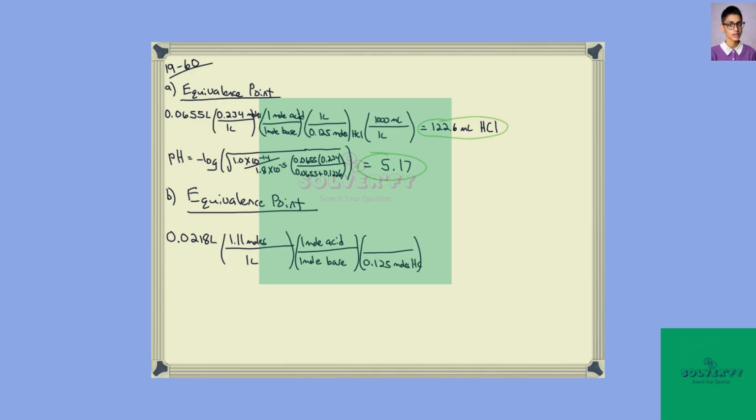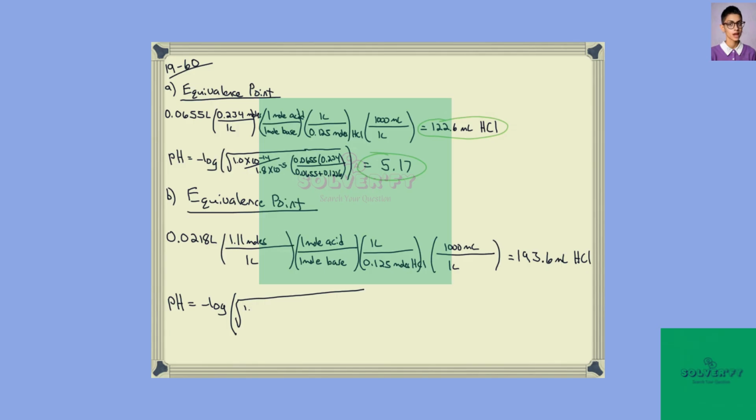Then when we have moles HCl, we can divide by the molarity of HCl to get the liters of HCl required to neutralize 21.8 milliliters of 1.11 molar methylamine. But it wants it in milliliters, so we'll multiply by 1,000, and we'll get an equivalence point volume of 193.6 milliliters HCl. pH, as always, is equal to the negative log of the hydronium concentration. How will we get the hydronium concentration?